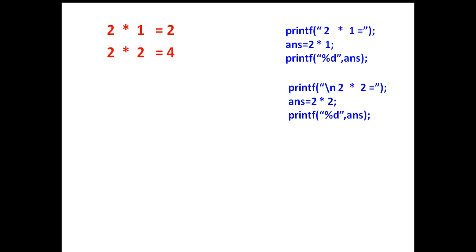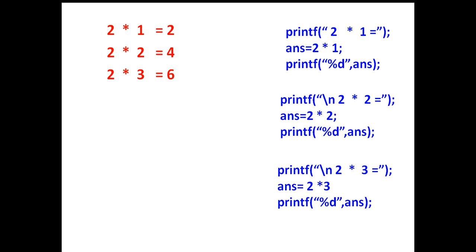And in the third step we have to go to the next line, and then again we have to print 2, and then we will print star. Then we will print 3. Then we will print equal to. Then the calculation will be done. Then the calculated answer will be printed. In the same way we can print other steps. So every step needs 3 statements.